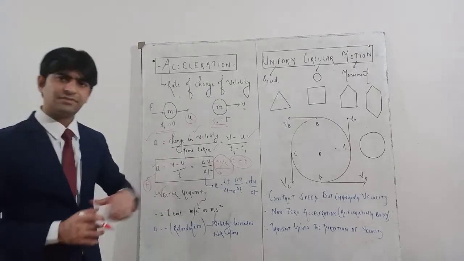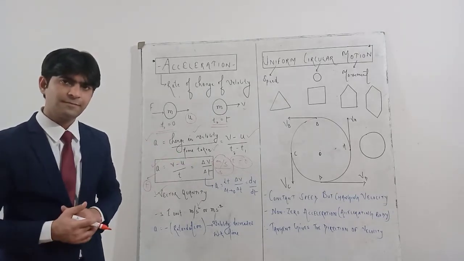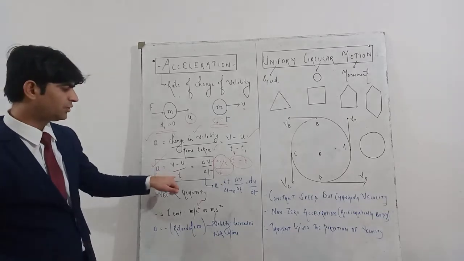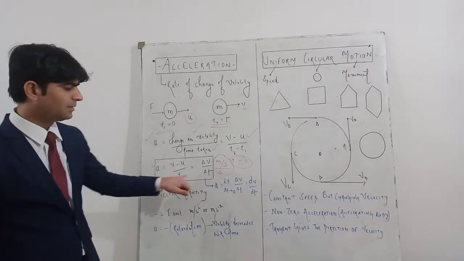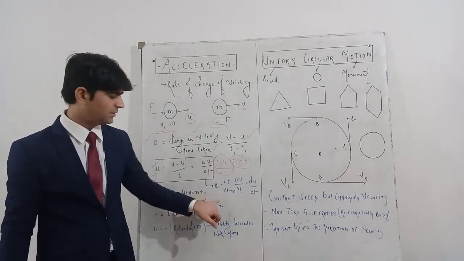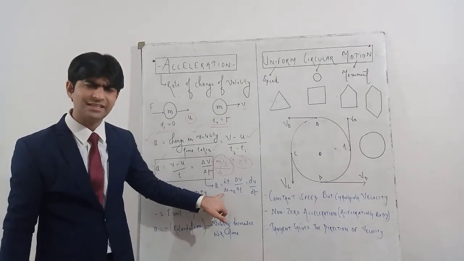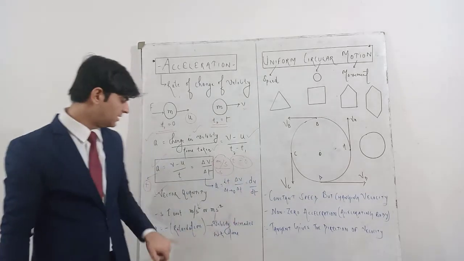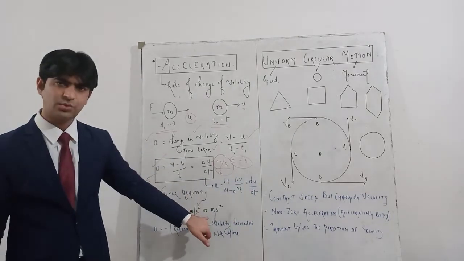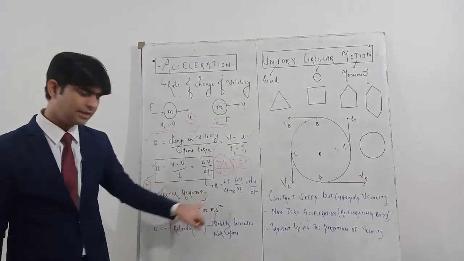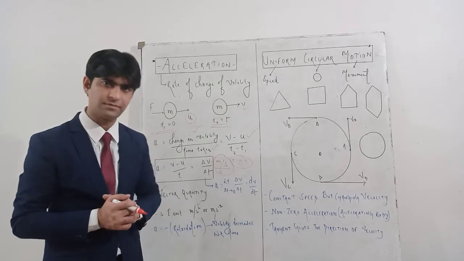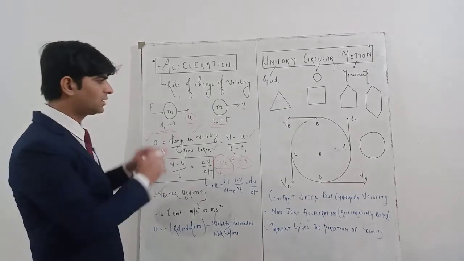Acceleration is defined as the rate of change of velocity, or change in velocity per unit time. The formula is v minus u divided by t. In terms of differentiation, for a very small instant delta t tending to 0, we write a equals dv upon dt. The SI unit is meter per second square. It is a vector quantity. Negative acceleration is called retardation or deceleration. So this is all about acceleration.